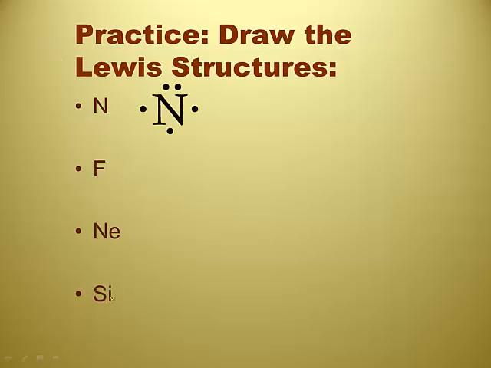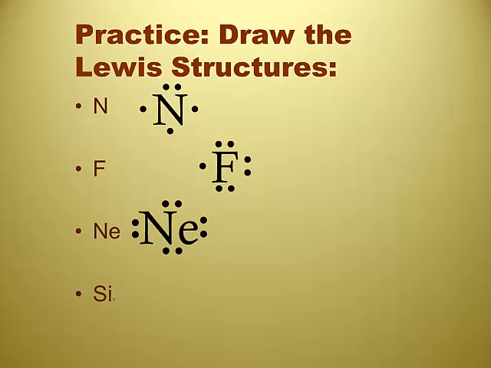All right, for nitrogen you should have gotten this. For fluorine, you should have gotten this, which we just drew. For neon, you should have gotten a full octet, because it has 8 valence electrons. And for silicon, you should have gotten 4 valence electrons.